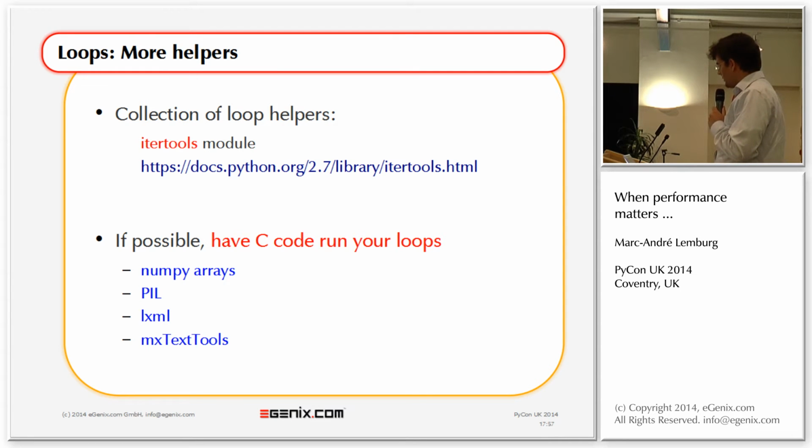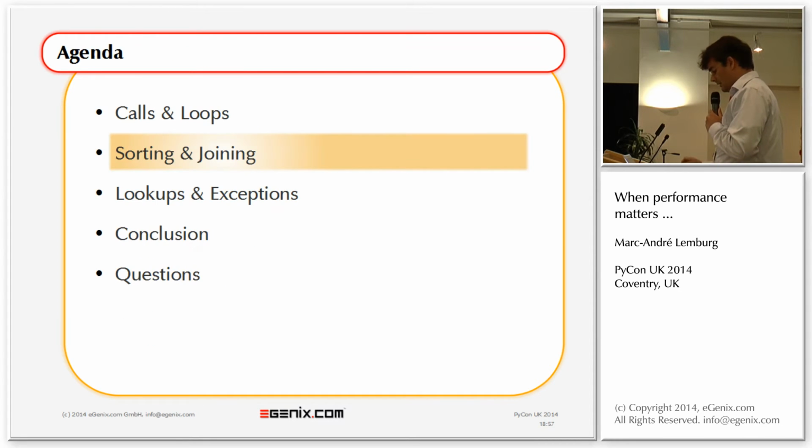If you can't use one of those, try to find some C extension that was written for your specific use case, and then try to use the functions defined in there. For example, if you're doing lots of math, you can use NumPy arrays. If you do image work, then you can use PIL. If you use XML, you use LXML. Or if you do text parsing, you can use, for example, MXTextTools. So that's what you can do to speed up your program in that area.